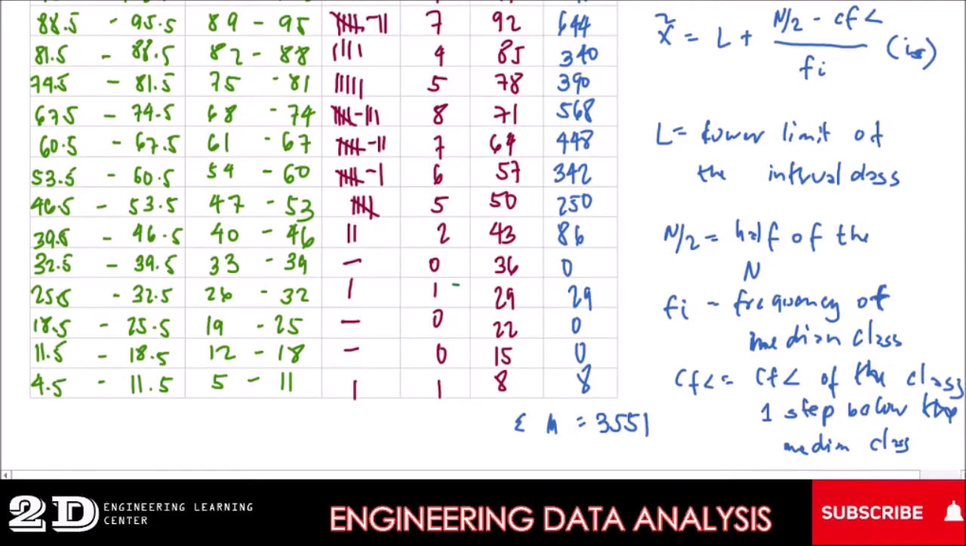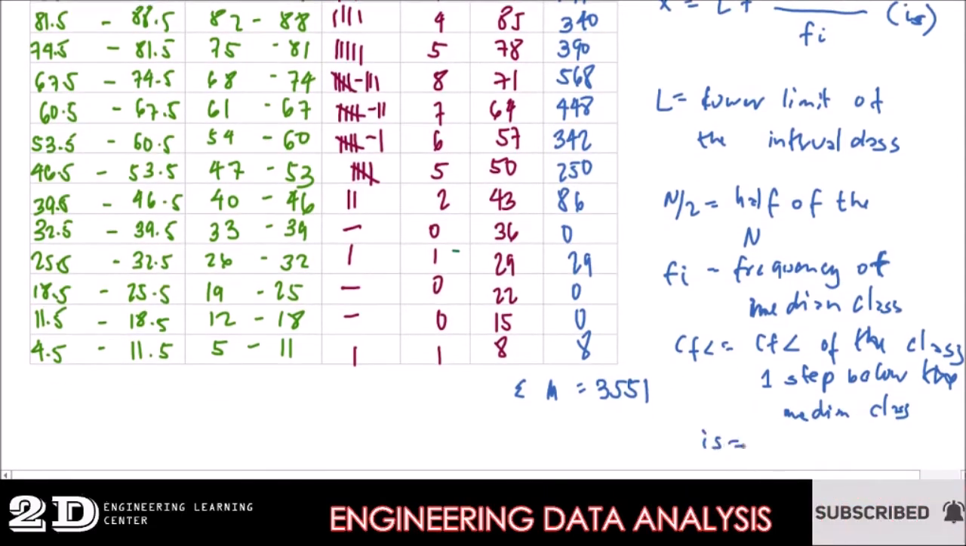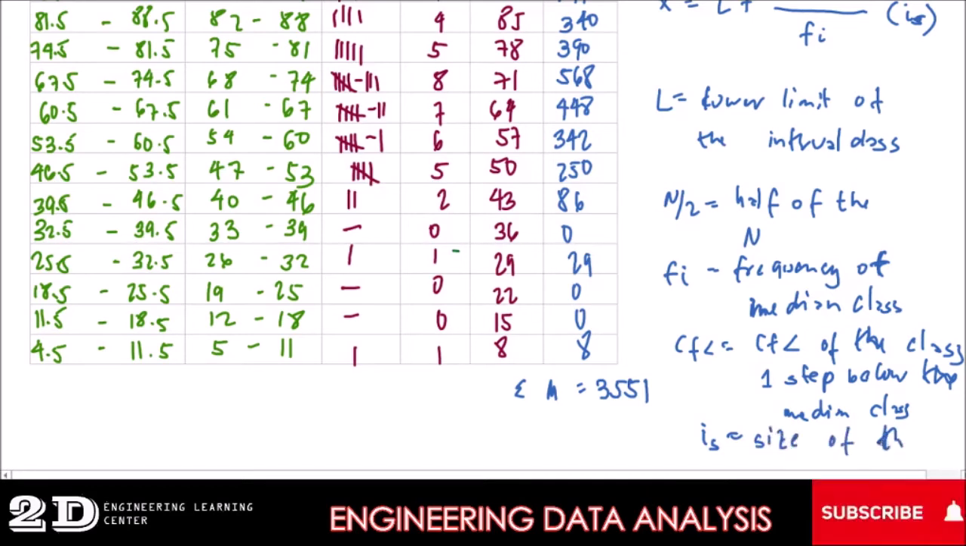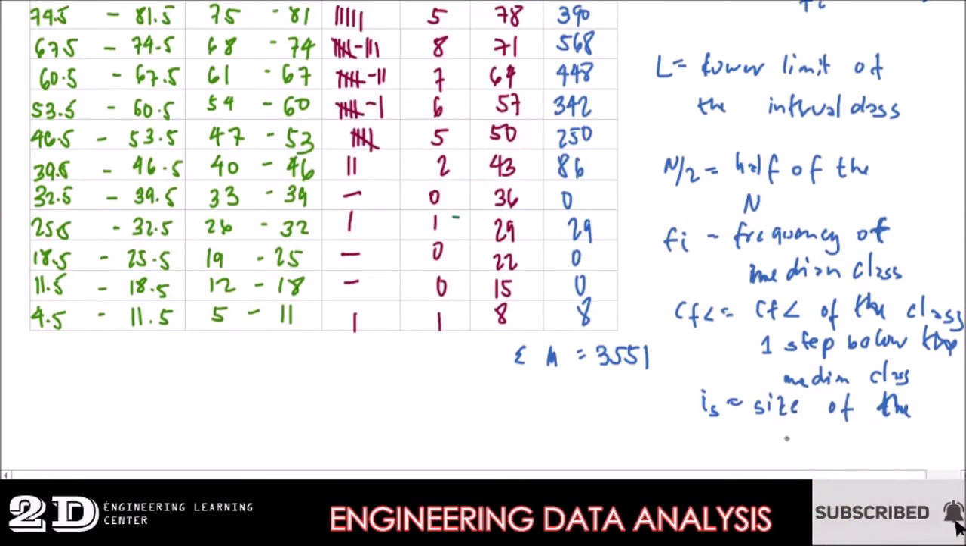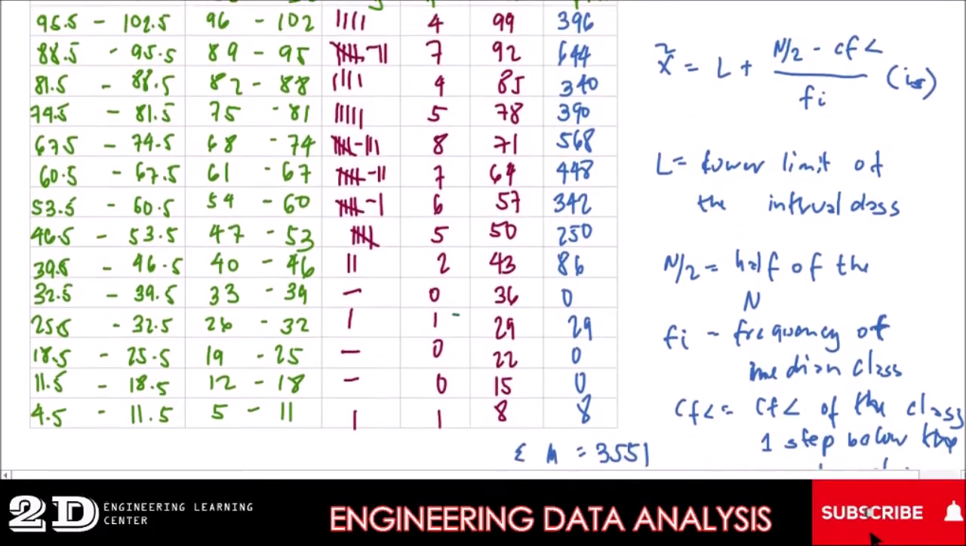Okay. And your IS, so I sub S, is the sum, not the sum, but the size, sorry for that. Okay, so the size of the interval. Okay.